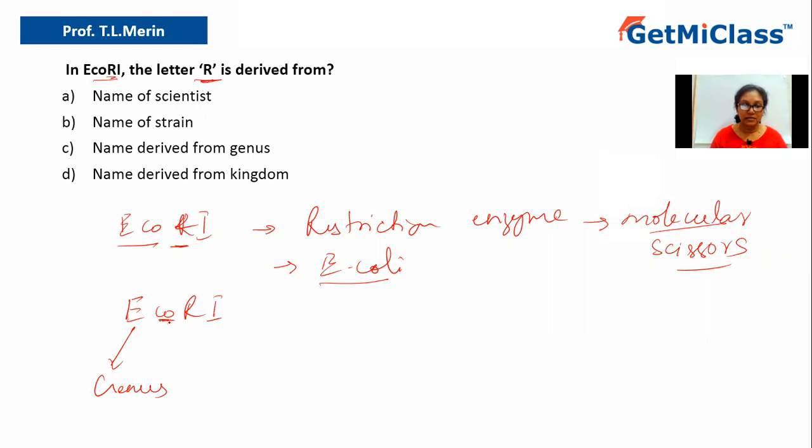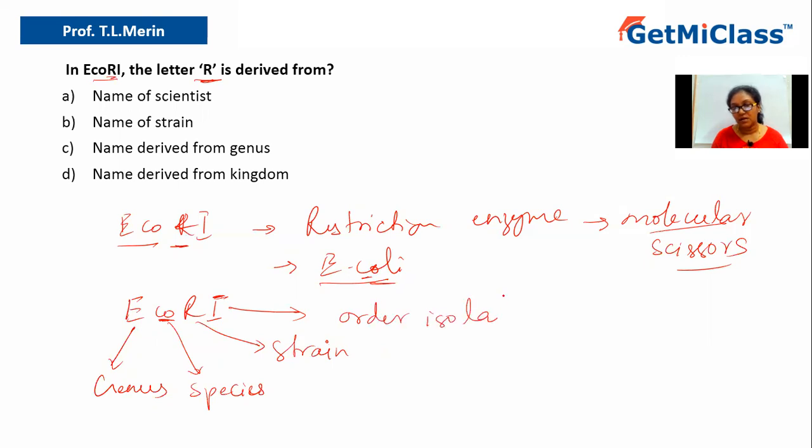And the next two letters are from the species. The coli is the species, so CO are the first two letters of the species. Then R is nothing but the strain, the strain of E. coli, that is R strain. And the Roman number 1 denotes the order in which it was isolated, so order of isolation. So maybe this was the first restriction enzyme which was isolated from E. coli, and that is why it is EcoR1.